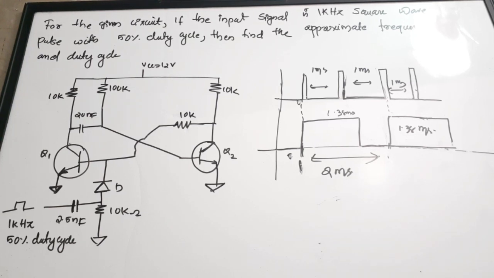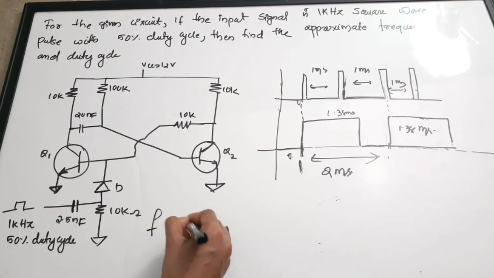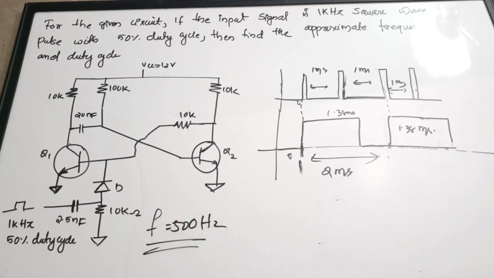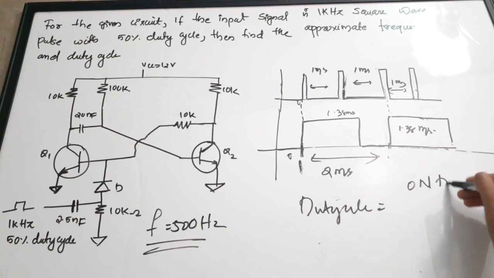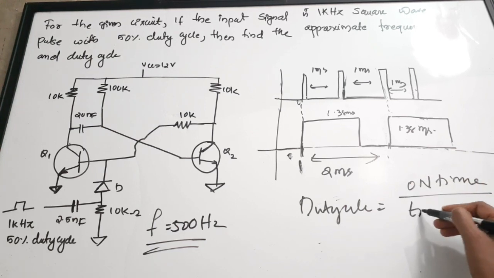Frequency we have obtained is F is equal to 500 Hertz. Next thing we need to find is the duty cycle. So what is duty cycle? Duty cycle is the ratio of on time of the output wave to the total time period.